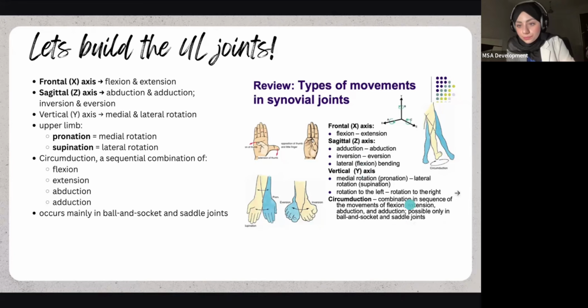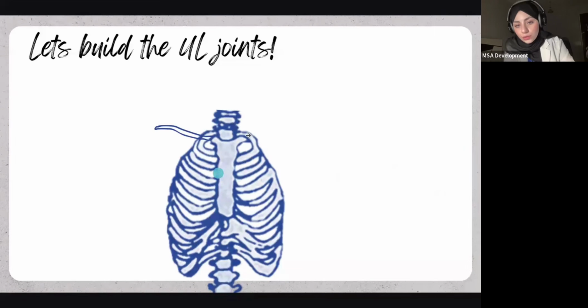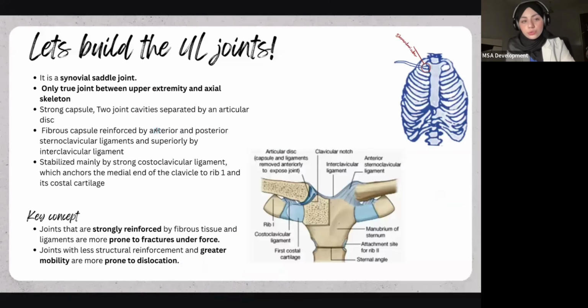Okay, moving on. Now we're going to build the upper limb joints, and this should be breezy and easy since we know the landmarks of the bones, we understand the movements of the joints, and we understand what the synovial joint is. So this is building all the basics now into the actual lectures. Now, first of all, we are going to have our sternum, and this is going to be the clavicle. So what joint is this? Sternoclavicular joint.